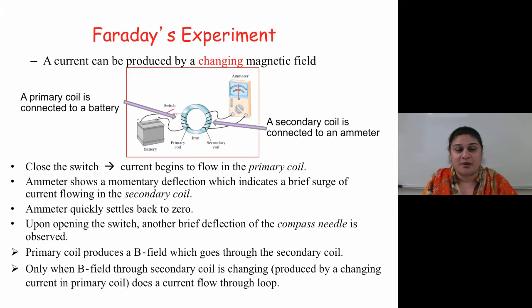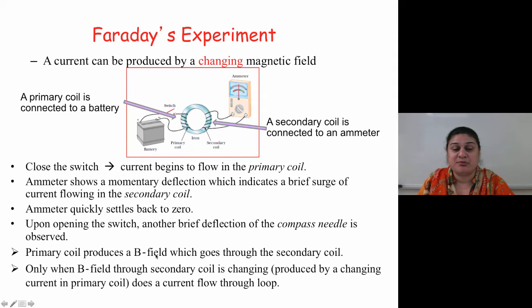So Faraday's experiment, what did he actually do? He had an apparatus similar to this one, and he said that as he closed the switch, the current begins to flow in the primary coil. The ammeter shows a momentary deflection, which indicates a brief surge of current flowing through the secondary coil. The ammeter quickly goes back to zero. Upon opening the switch, another brief deflection of the compass needle is observed.